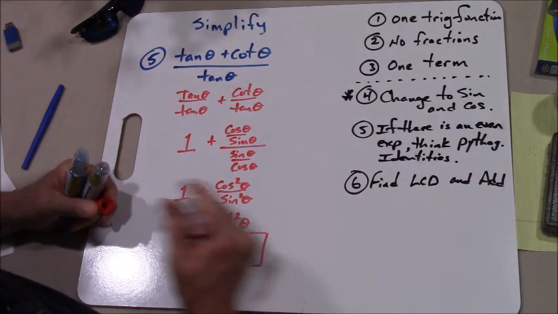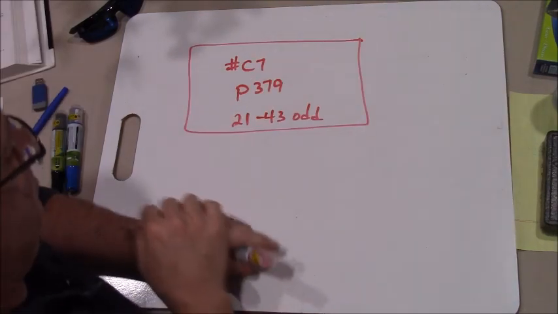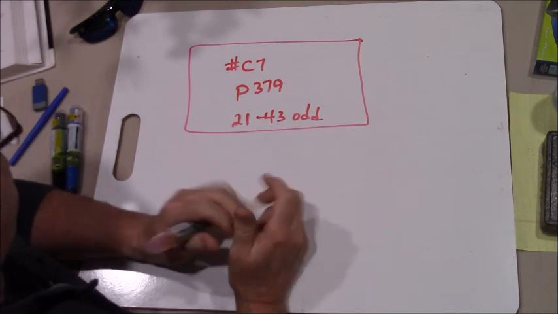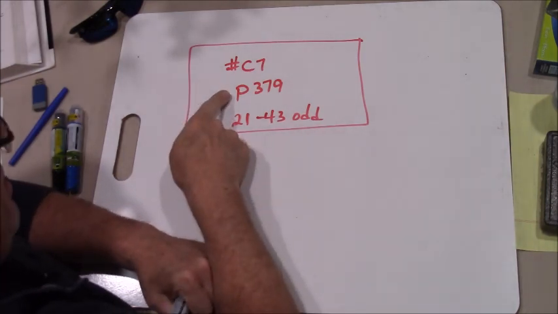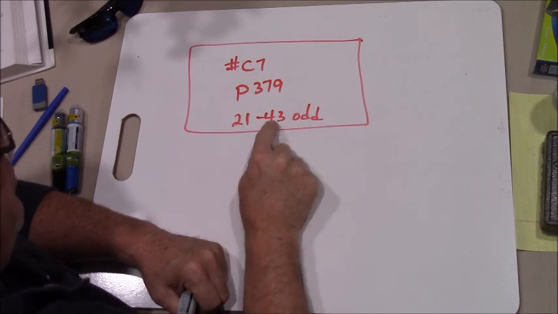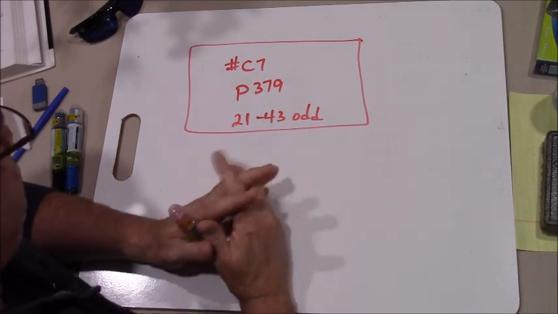That's good. All right, so that's what we have for today. So I believe we are on number C7. This is getting hard for me to keep track of. It's page 379, and we're going to do 21 to 43 odd.